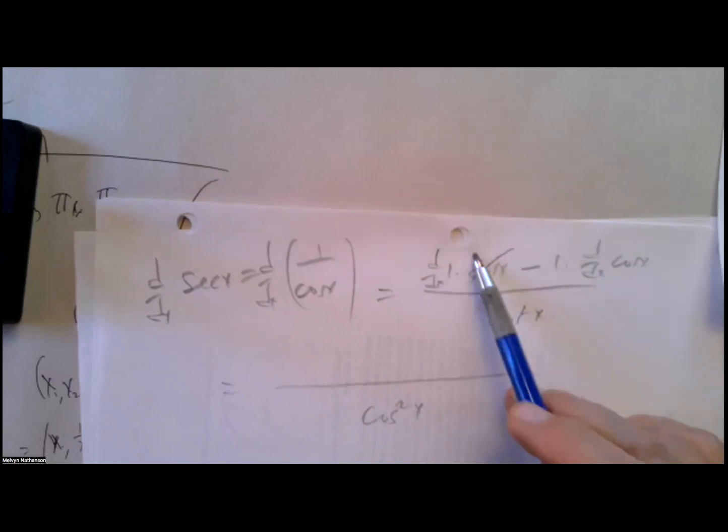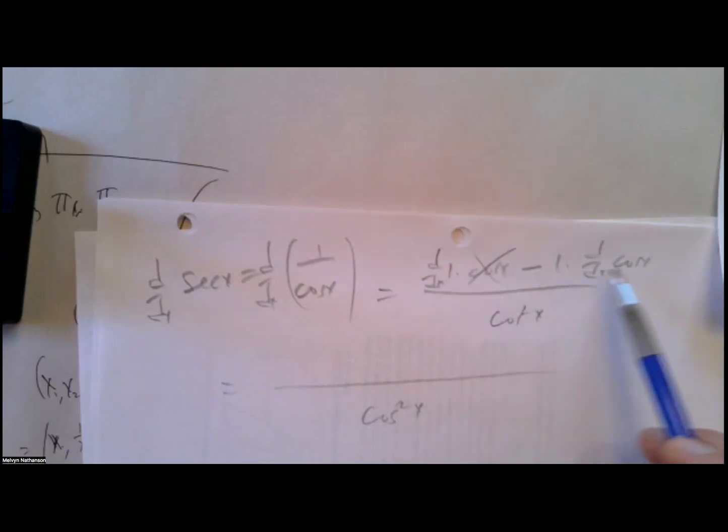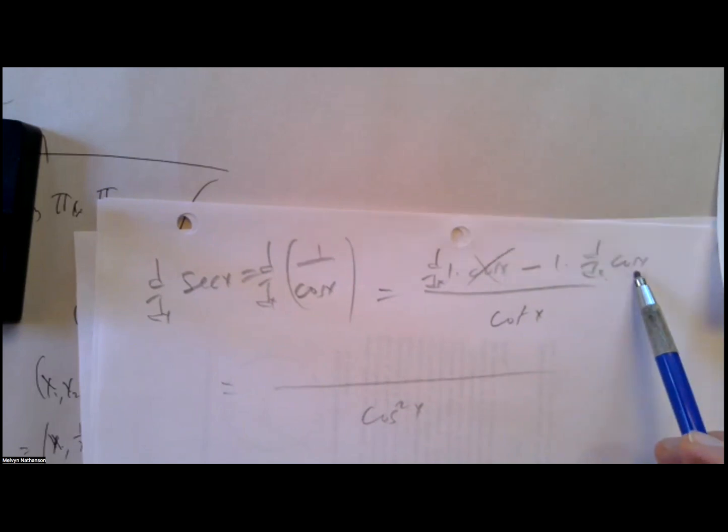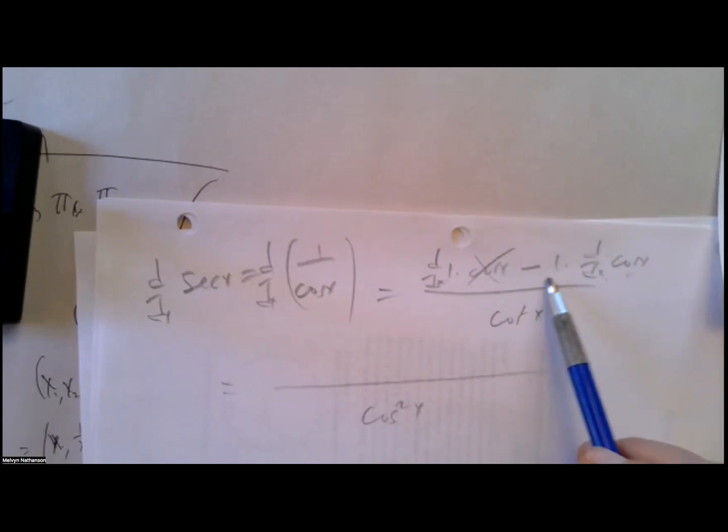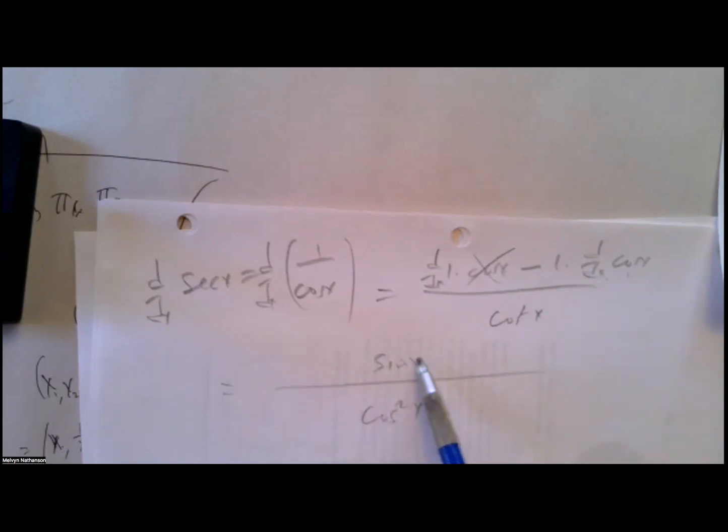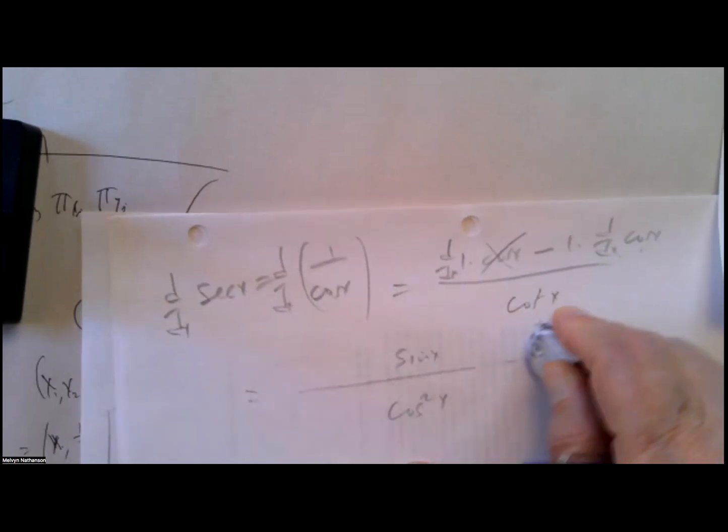Derivative of 1 is 0, so this term disappears. And minus the derivative of the cosine is minus the sine. So minus the sine is plus the sine. So it's sine x over cosine squared x. Or if I like, I can write that as sine x over cosine x times 1 over cosine x, which is tangent x times secant x. So the derivative of the secant is tangent times secant.